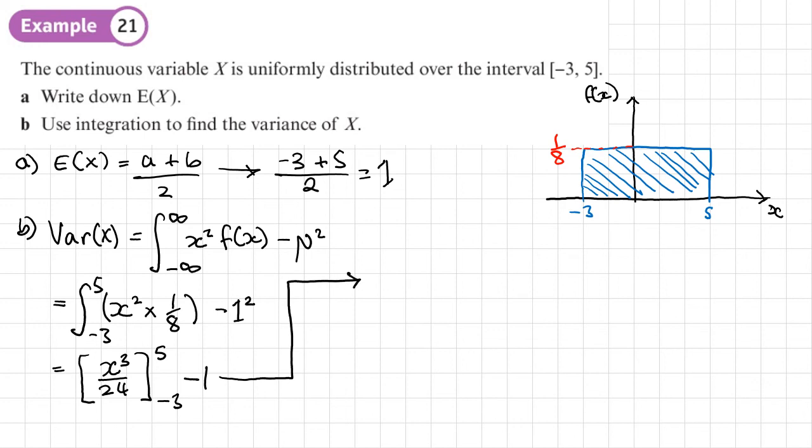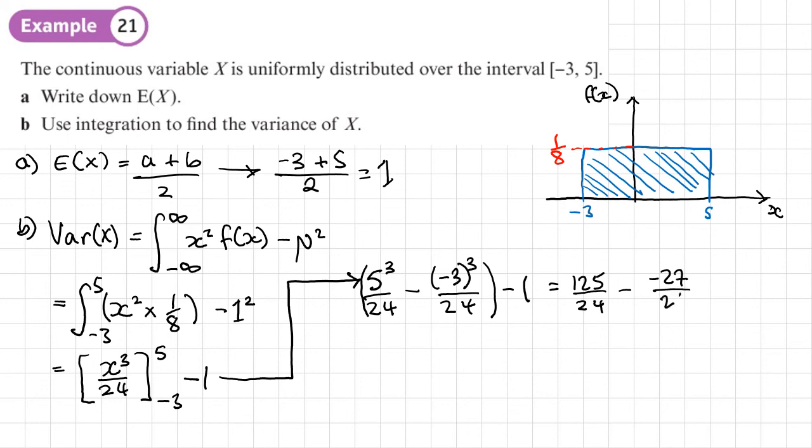Let's carry on up here. And we can evaluate that now. So that's going to be 5 cubed over 24. So we're now just doing the substitution, minus -3 cubed over 24. And then from that we subtract the mean squared, which is just 1. That gives us 125 over 24, minus -27 over 24, and then subtract 1, and that leaves us with 16 over 3 for the variance of x.